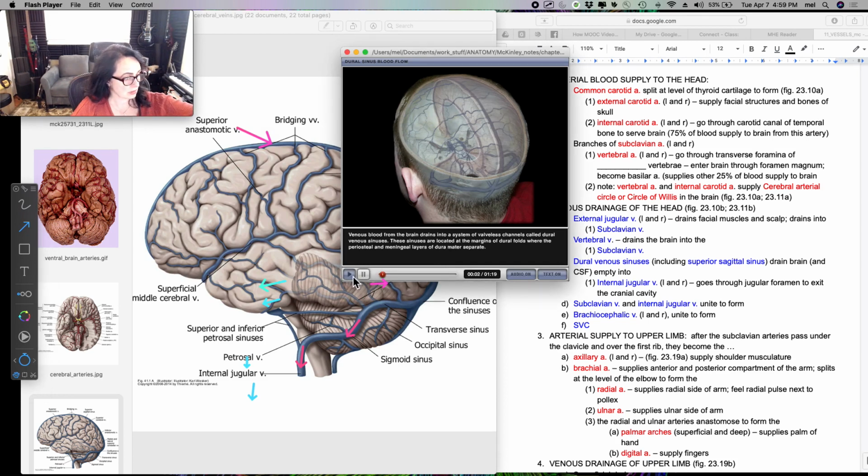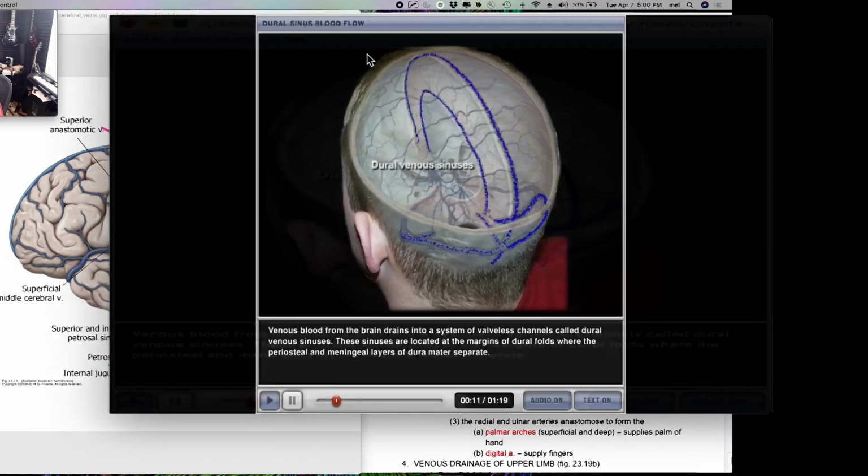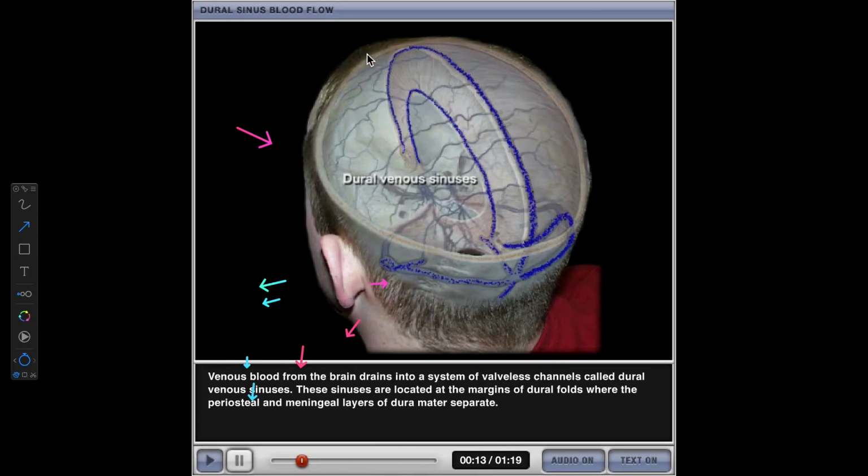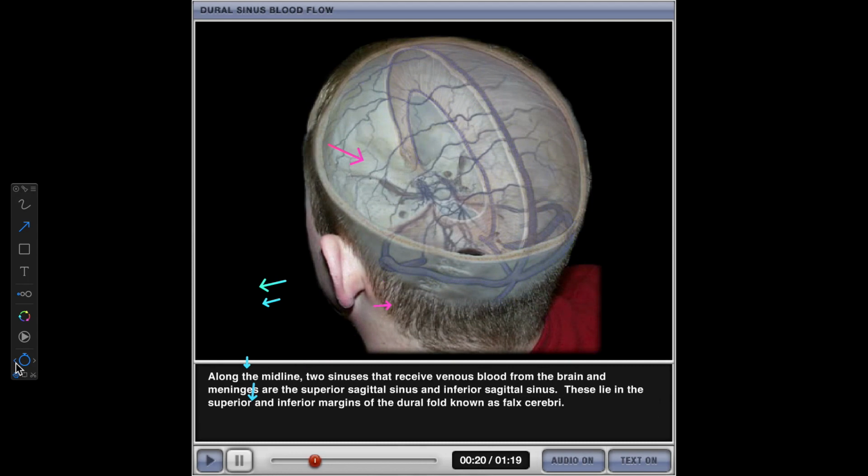Venous blood from the brain drains into a system of valveless channels called dural venous sinuses. These sinuses are located at the margins of dural folds where the periosteal and meningeal layers of dura mater separate. Along the midline, two sinuses that receive venous blood from the brain and meninges are the superior sagittal sinus and inferior sagittal sinus. These lie in the superior and inferior margins of the dural fold, known as falx cerebri.